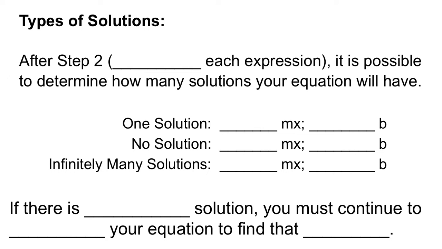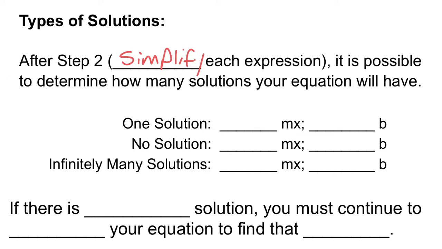You really could work it all the way out to the end and see this. But if you don't do that, there is a place after step 2 that you can look at it and be able to tell how many solutions it's going to have. So if you reach step 2 and you have simplified each of those expressions, then you can look at what you have left and see how many solutions your equation is going to have.